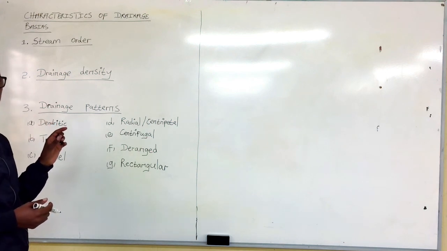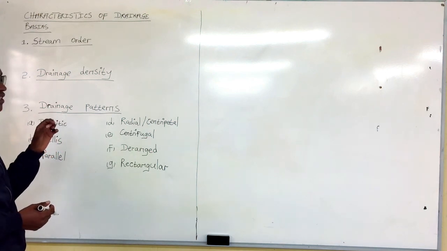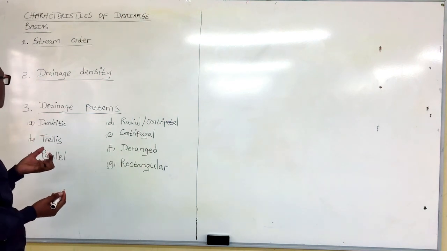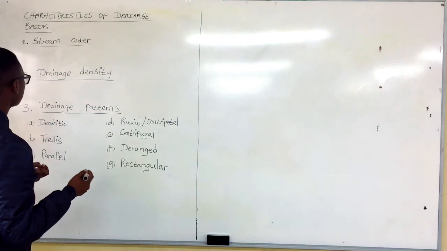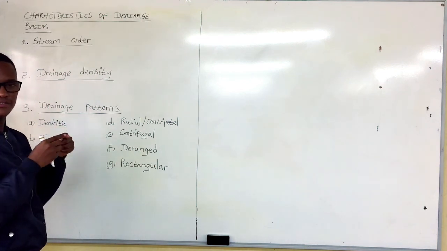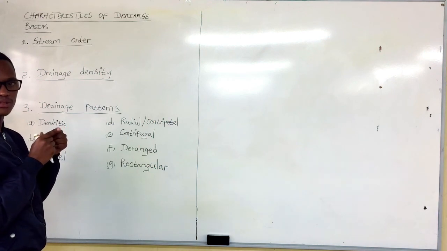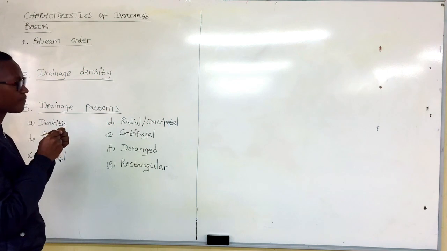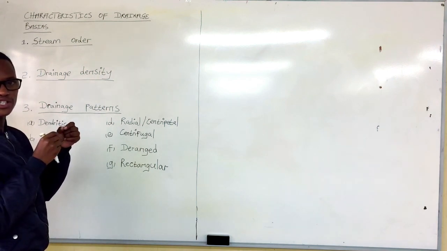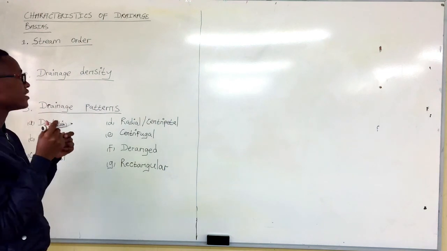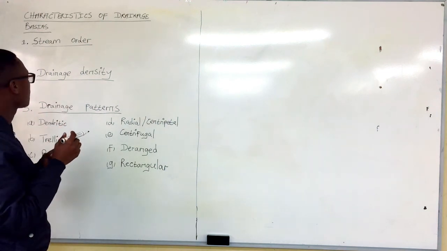But then there's a way in which you calculate a stream order in a river system. So the first order streams, the small rivers, the small streams, we call them first order. They are found where the river originates. So I'm going to draw a small sketch to try and explain stream order.